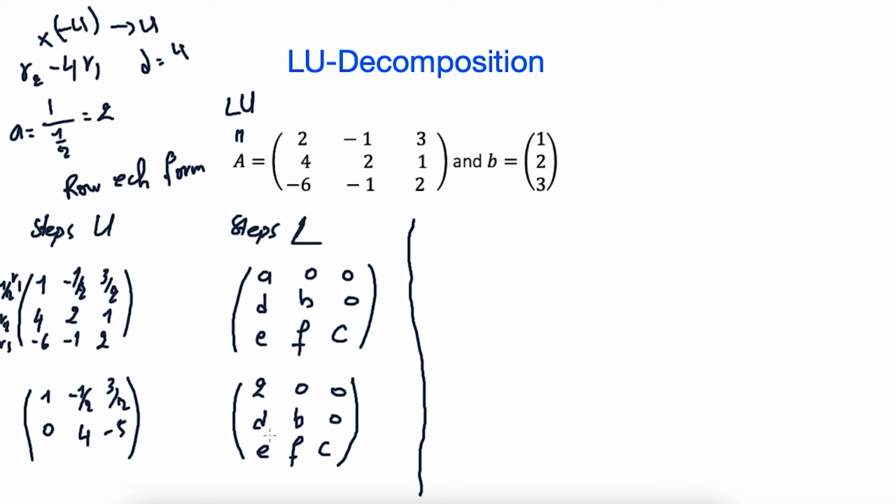And the same here, to get this E here, we have here -6, and we want to get 0 here, so it will be -6 plus 6, so we will multiply R1 by 6. That means -6 plus 6, which is 0, and here -1 plus 6 times -1/2, which is -3, so -1 minus 3, which is -4, and here 2 plus 6 times 3/2, which is 3 times 3, so it will be 2 plus 9, which is 11.